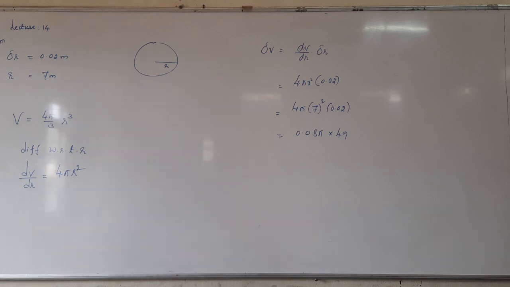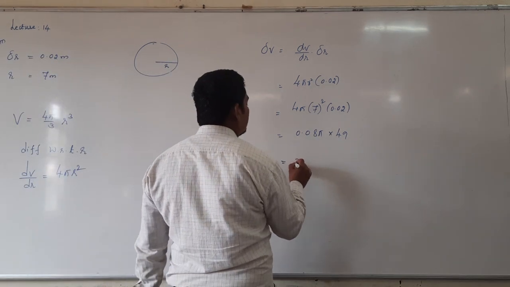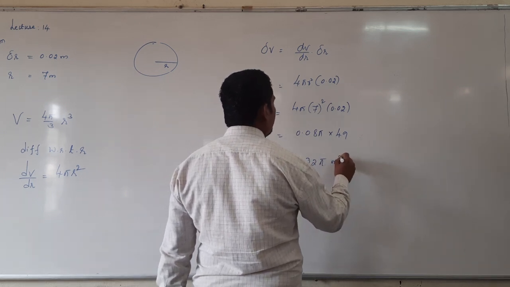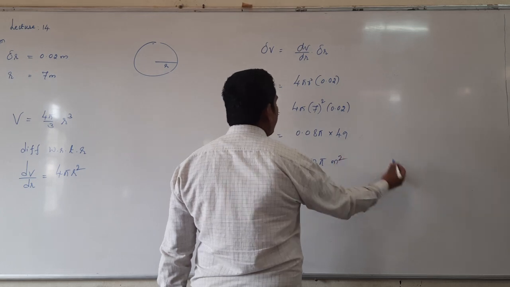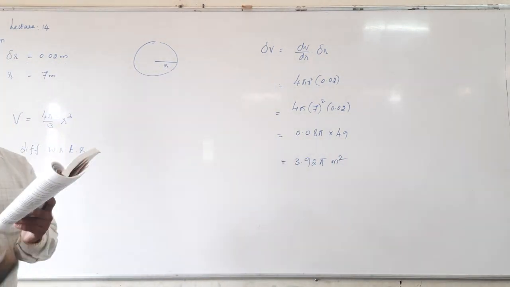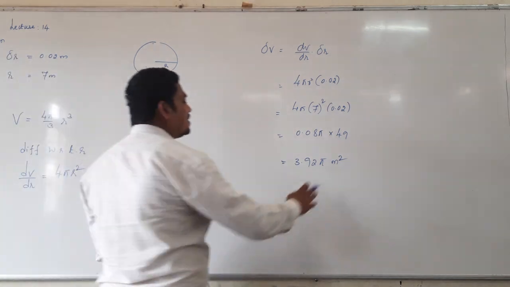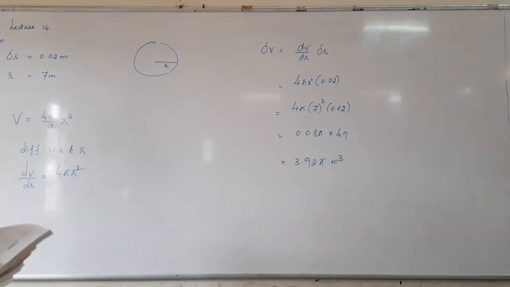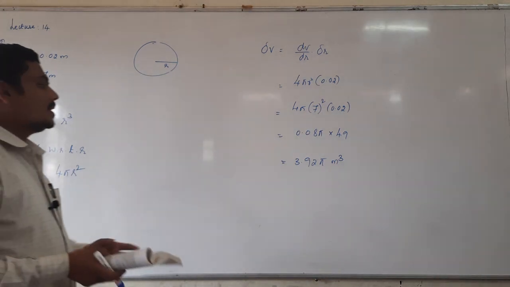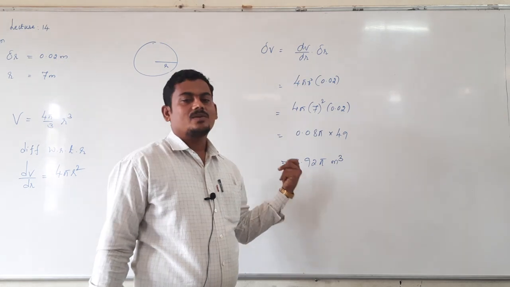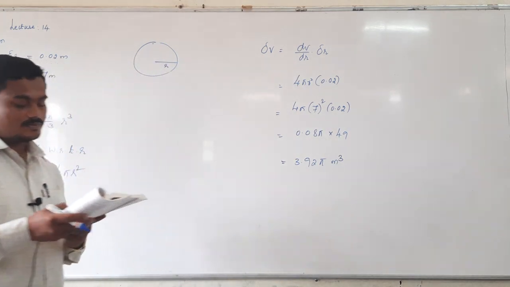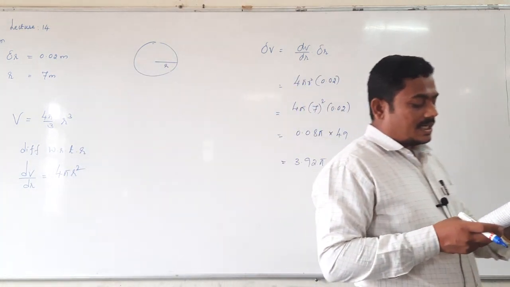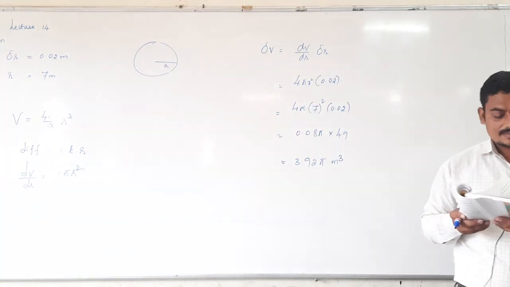What is its value? 3.92 pi. What is the unit? Cubic meters, because surface area is measured in square units, and volume means cubic units only. This is the error in calculating its volume when there is an error of 0.02 meter in calculating its radius.